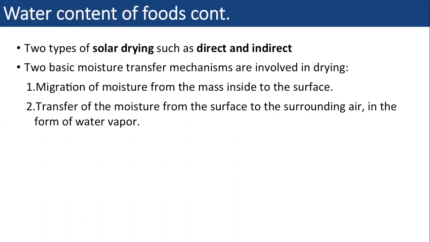Also there are two types of moisture transfer: migration of moisture from the mass inside to the surface, and from the surface to the air, right? What happens first? The moisture inside comes to the surface, and after that it evaporates from the surface.